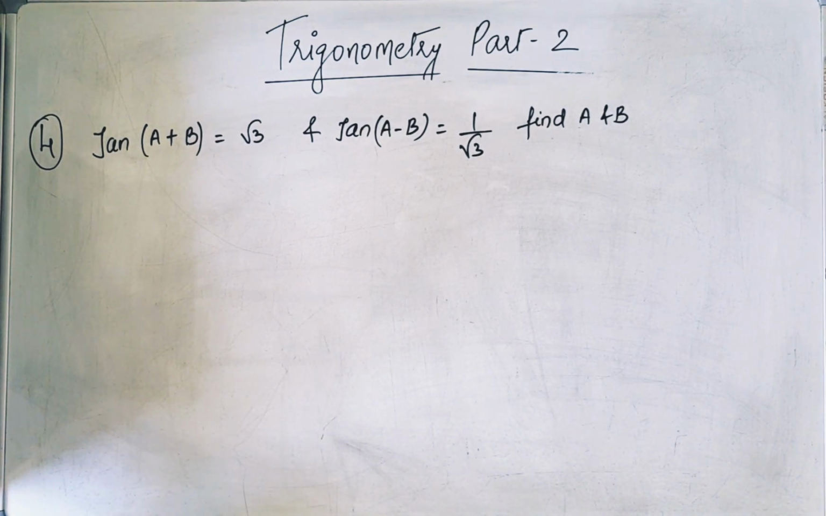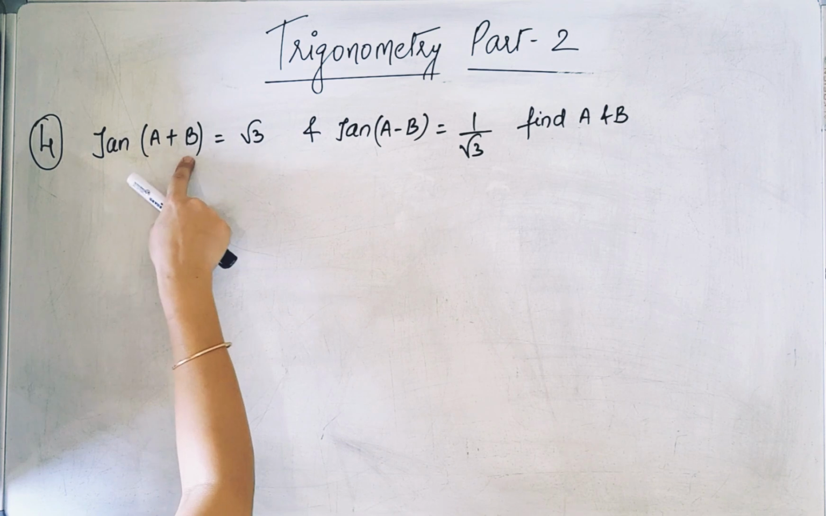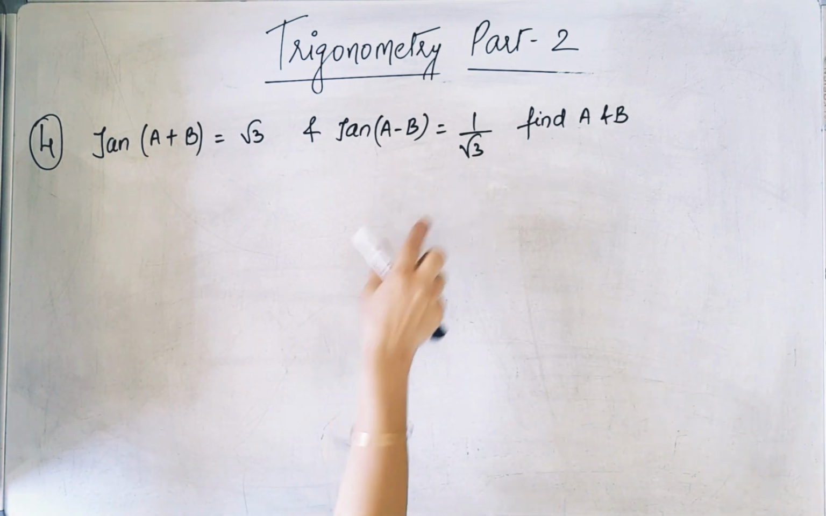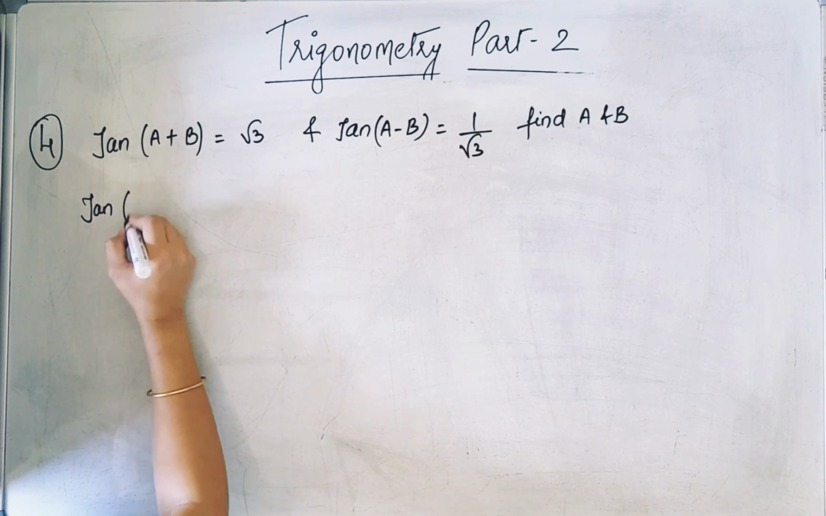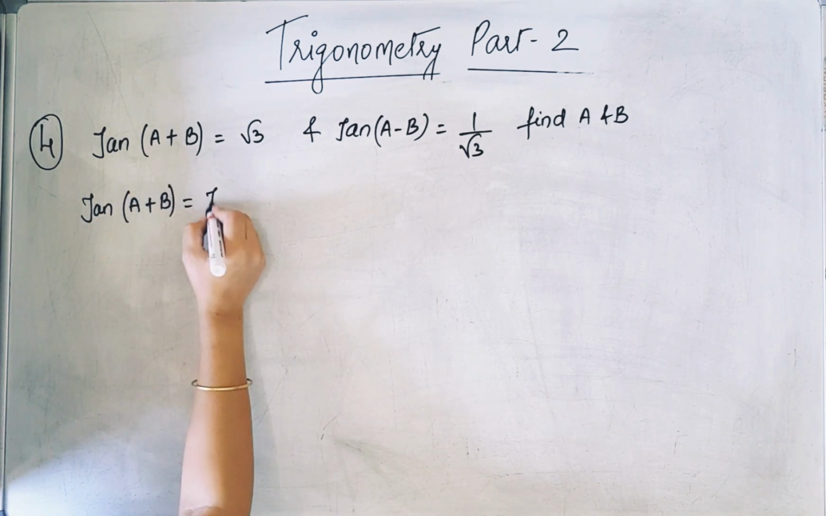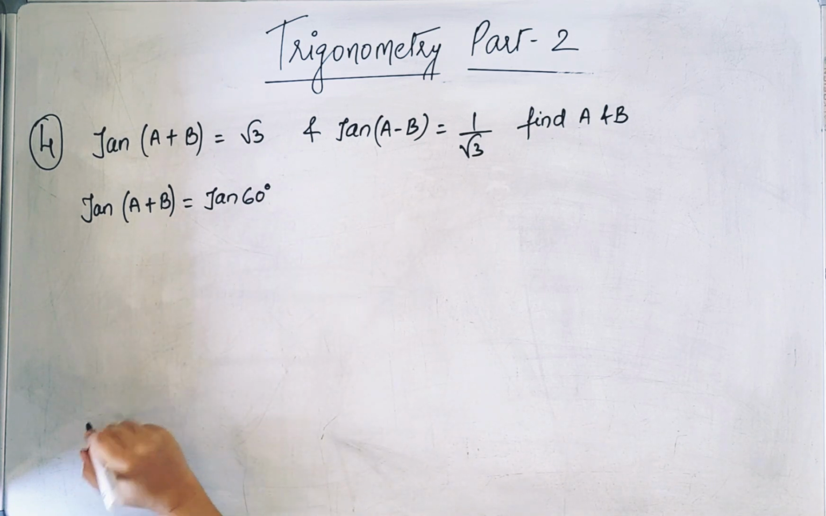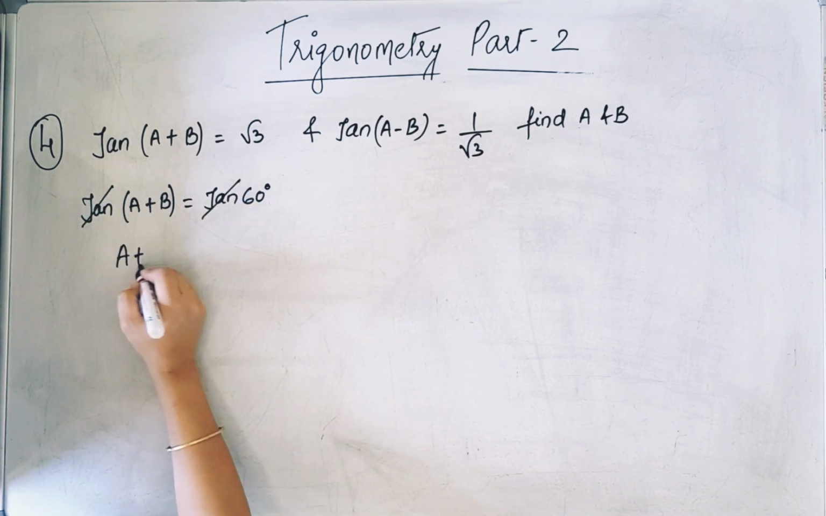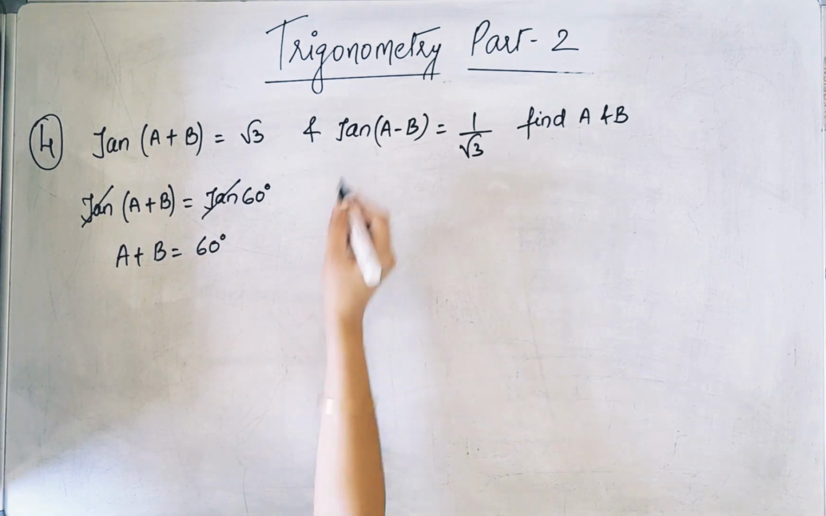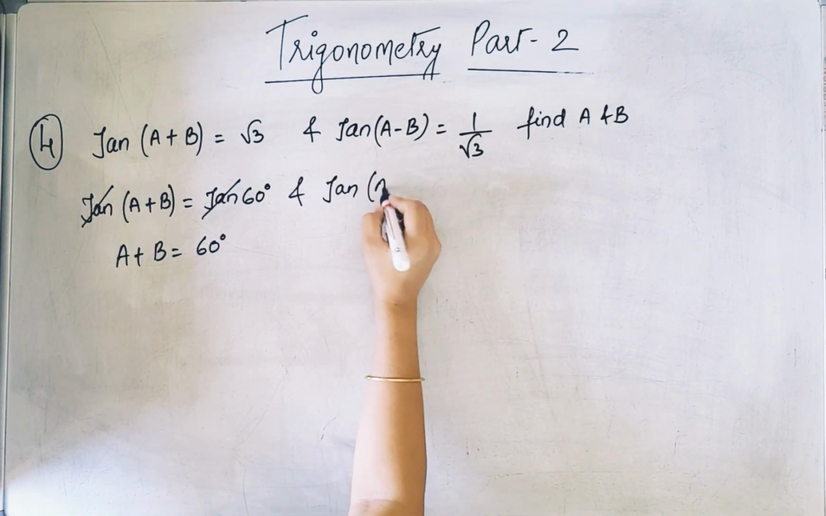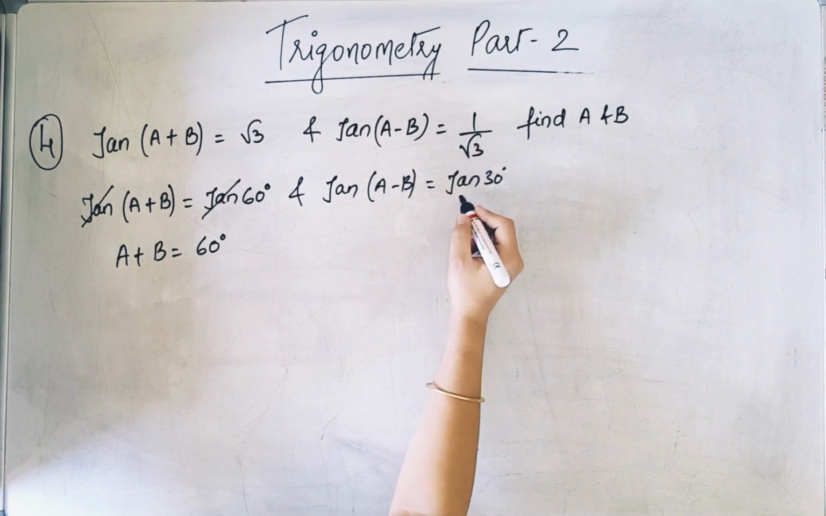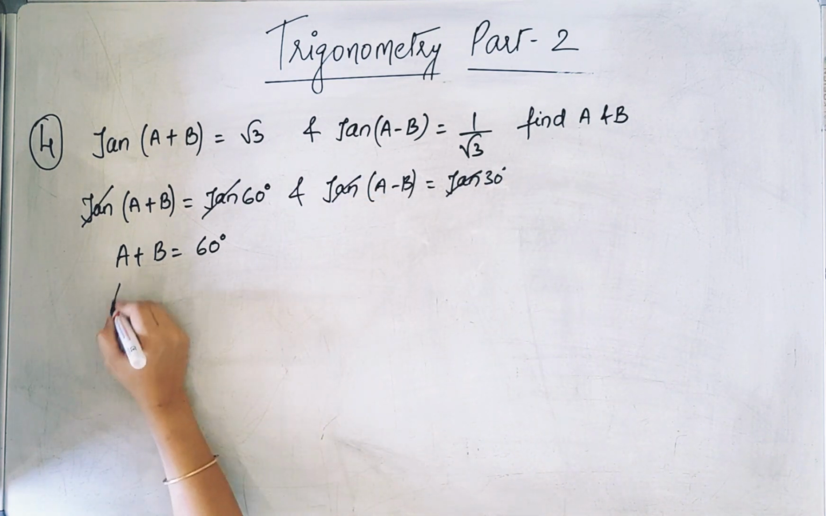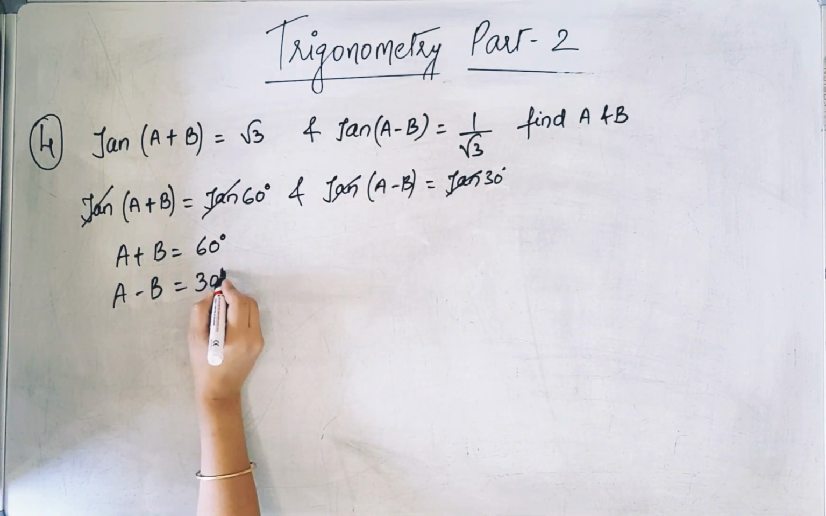So the question is: tan of a plus b is root 3, and tan of a minus b is 1 by root 3. Now see, we know when we get the value root 3, in 60. Tan 60 is root 3, we have discussed. So I'll get tan 60 as root 3, so tan and tan cancel. So a plus b I'll get as 60. Similarly, when do we get the value 1 by root 3? That is the value of tan 30. Thus tan and tan will be cancelled. So a minus b is 30 degree.